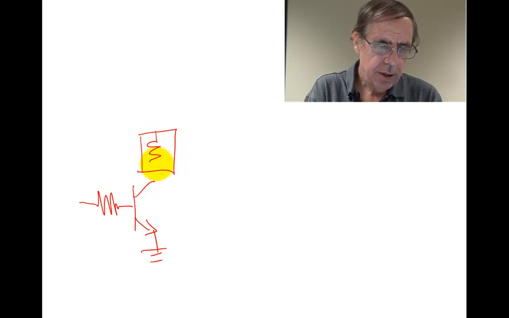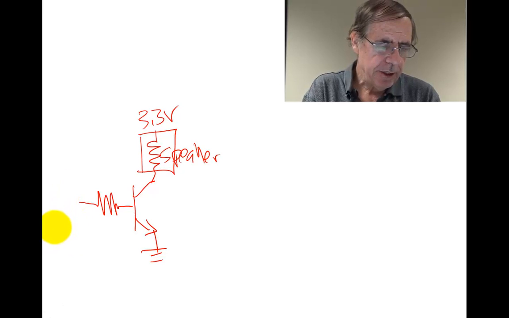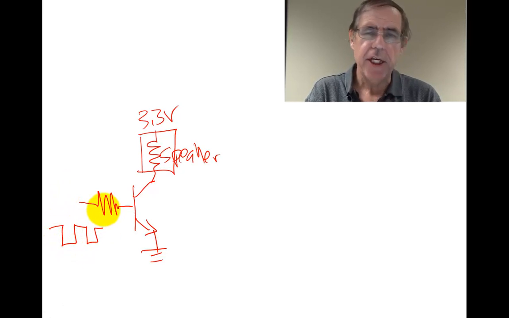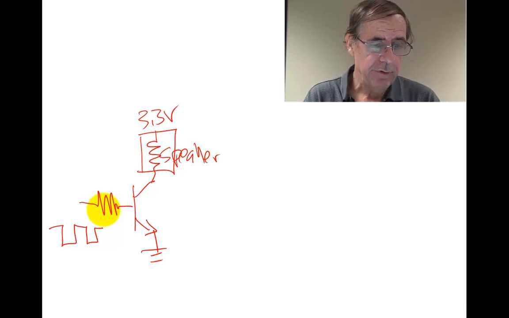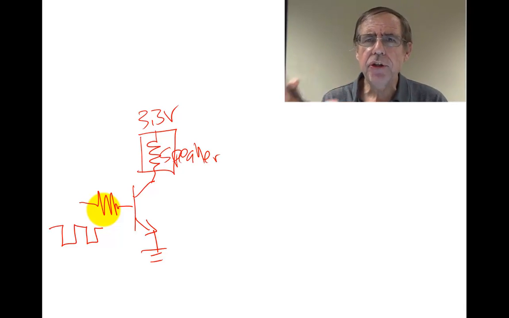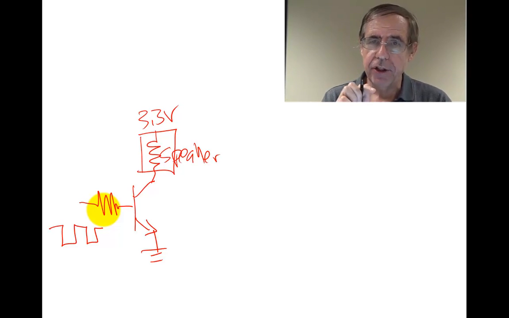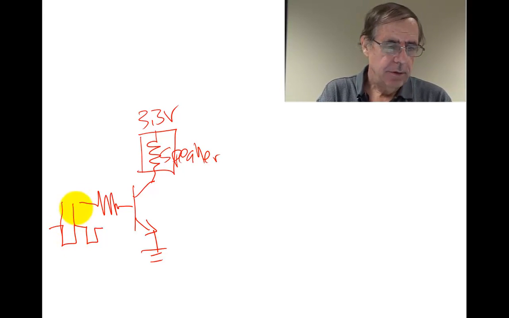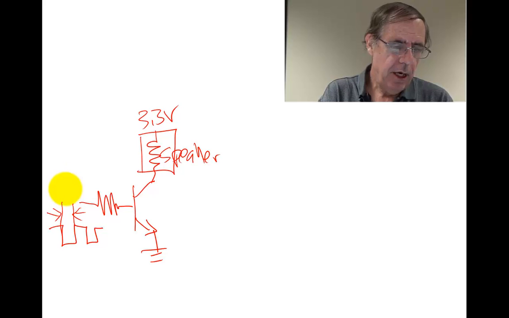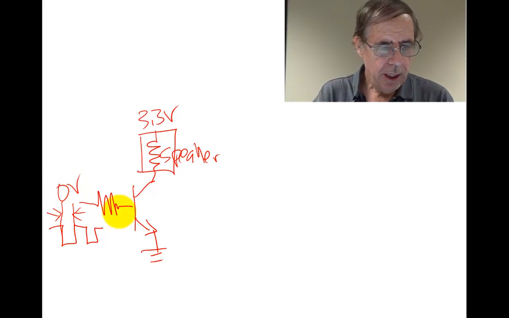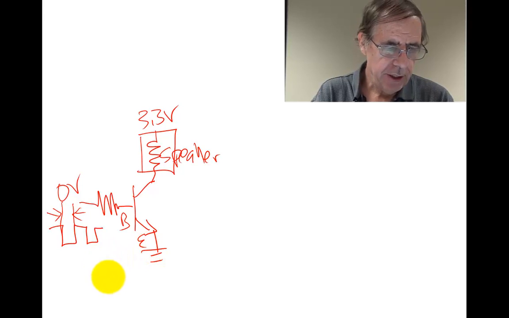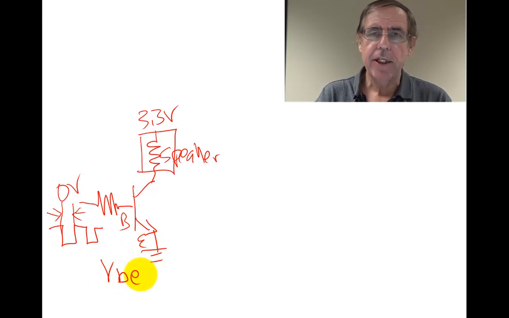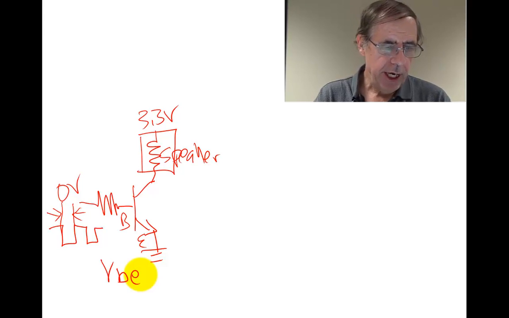So there's our speaker, and here's our power supply. We're actually going to put in a square wave here. This digital signal right there is going to be a square wave. Let's analyze this from the two modes that we talked about. The first mode was off mode. That's an easy one. When the input is a low, when that's 0 volts, there is no VBE across this transistor, in which case it will be off.